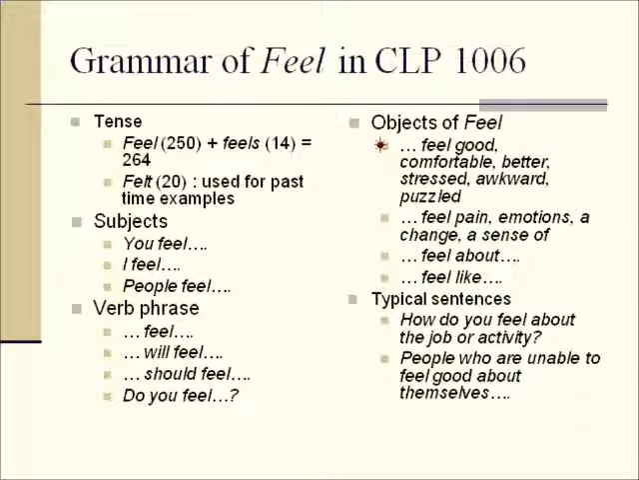Feel good, feel comfortable, feel better, feel stressed, feel awkward, feel puzzled. Or the nouns, feel pain, feel emotions, feel a change, feel a sense of. Our prepositional kinds of things, feel about or feel like. And then some just typical sentences that are used with feel. How do you feel about the job, or how do you feel about the activity? And then people who are unable to feel good about themselves. So in psychology, in this introductory psychology course, a word that's very commonly used, feel, has particular kinds of grammar patterns and uses that we can identify with the corpus.